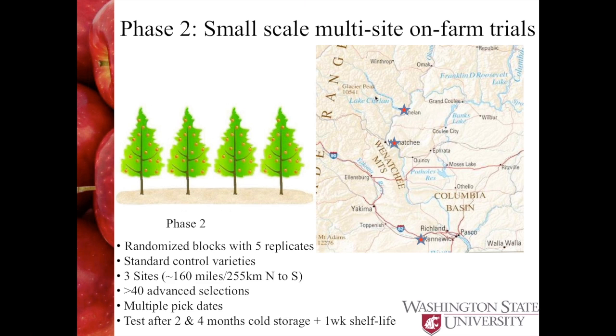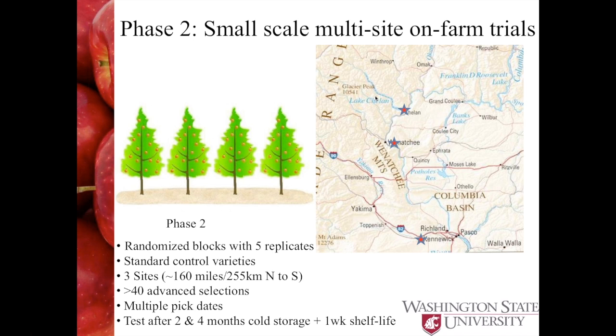So when we make selections from the first phase, we'll propagate up 5 trees of each of those selections to go into 3 different sites. 2 of these are grower sites, and one of them is a WSU orchard. We also put in standard control varieties, and we plant in randomized complete block designs. We have more than 40 advanced selections in this phase at the moment. And because we have bigger trees and more trees, it enables us to do some multiple pick dates.